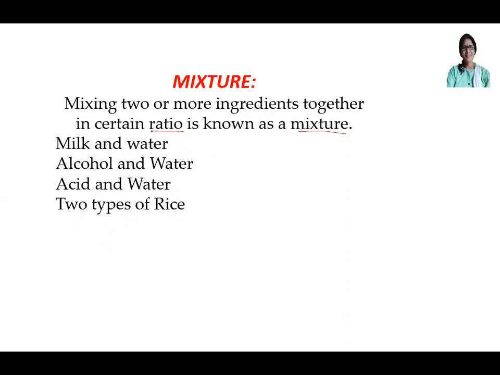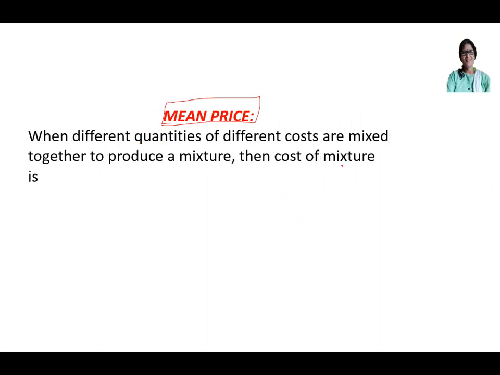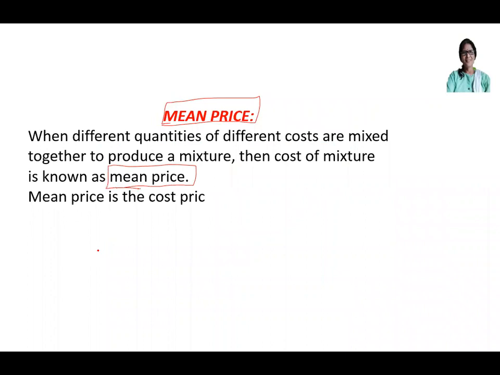So we will find the ratio in which we will mix two types of things to get some profit or to get the things nicely done. There are many real life applications of this mixture. Here mean price is important, the price at which we will sell it. Mostly it is used in commerce, when different quantities of different costs are mixed together to produce a mixture. Then the cost of the mixture is known as mean price, which is very important to decide your profit or loss.